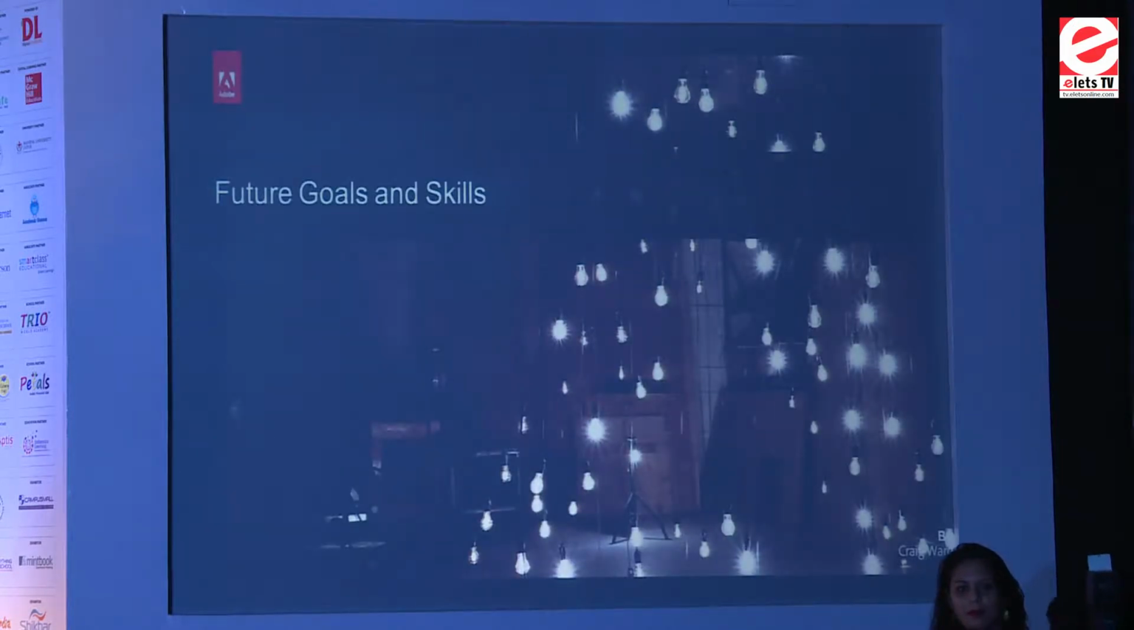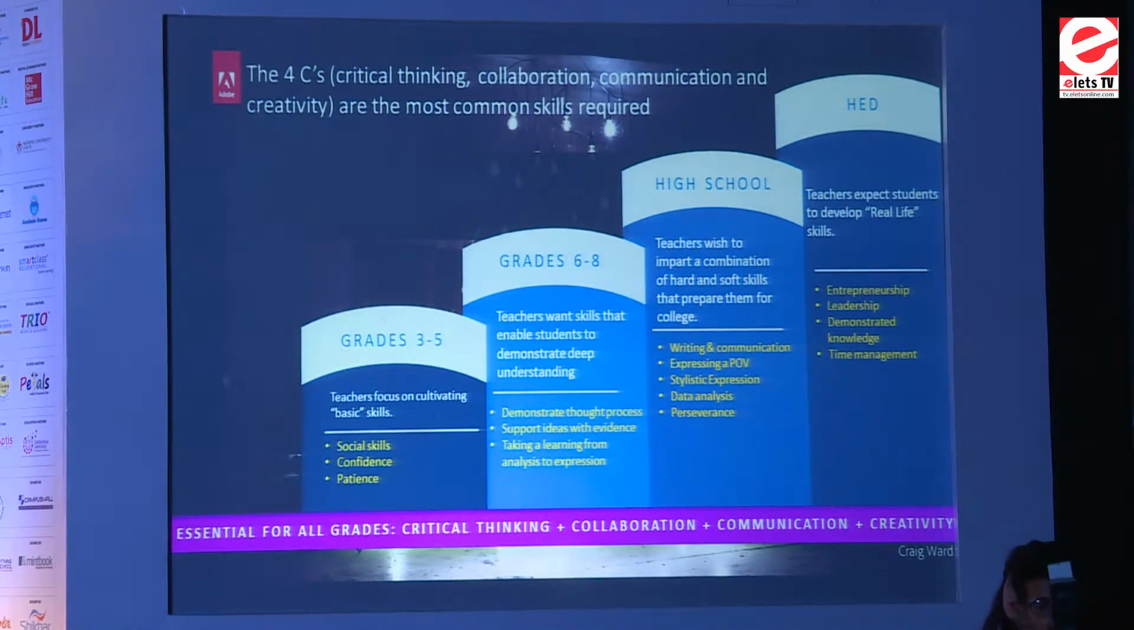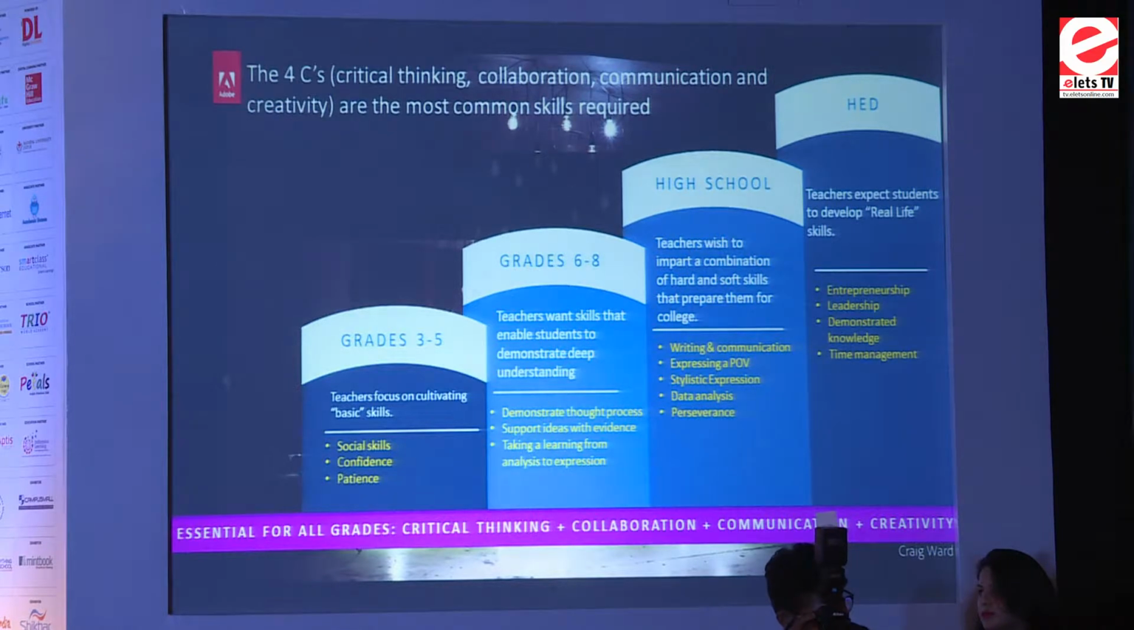So when we look at the future goals and we talk about the skill development of the children, there are these 4 C's that we typically talk about. Critical thinking. One word that came up over and over again in the last discussion was collaboration. Communication. If you cannot communicate effectively, you are nowhere, right? And creativity. Agree? Have I missed any C?